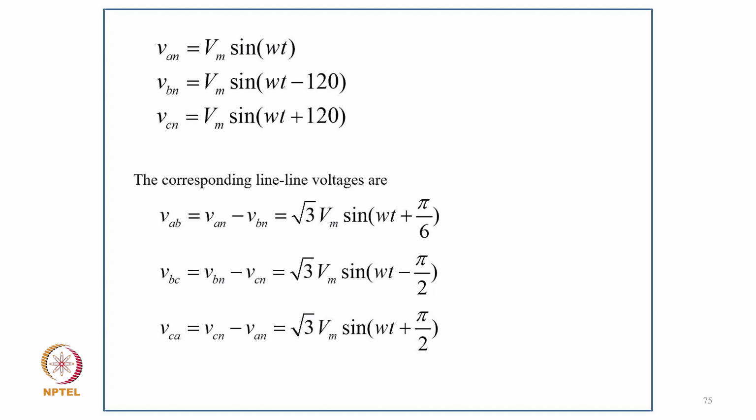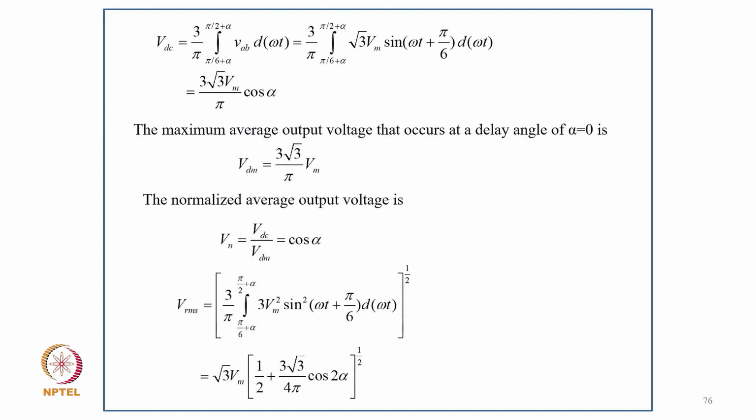Now coming to the analysis of this: Van equals Vm sin omega t, Vbn equals Vm sin omega t minus 120, and Vcn equals Vm sin omega t plus 120. The corresponding line voltages are Vab equals Van minus Vbn equals root 3 Vm sin omega t plus pi by 6, Vbc equals Vbn minus Vcn equals root 3 Vm sin omega t minus pi by 2, and Vca equals Vcn minus Van equals root 3 Vm sin omega t plus pi by 2.